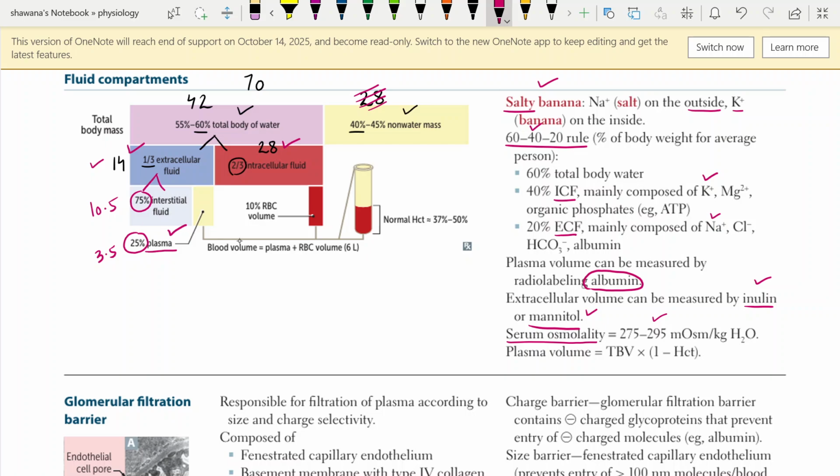And what about the plasma volume? We were measuring plasma volume by labeling albumin, right? So what's the formula for that? It's the total blood volume multiplied by 1 minus hematocrit. It's the formula for plasma volume, and it's very important. What is hematocrit? Hematocrit is nothing but the fraction of the blood that is occupied by the RBCs. And what do we call the condition when there is a large amount of RBCs? We call it polycythemia, and one of the most specific terms for that is polycythemia vera.